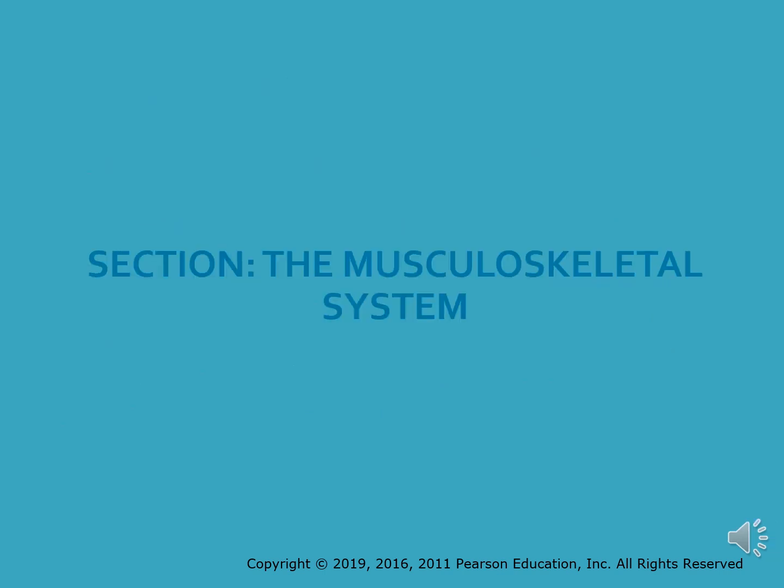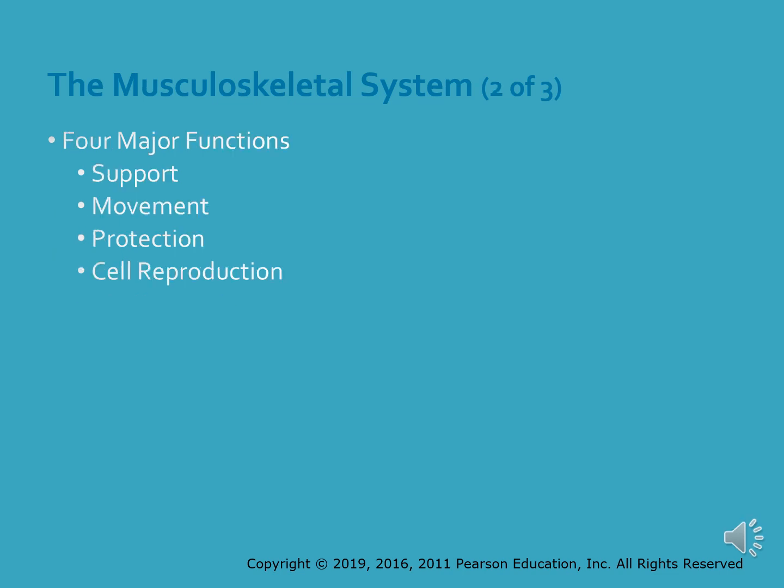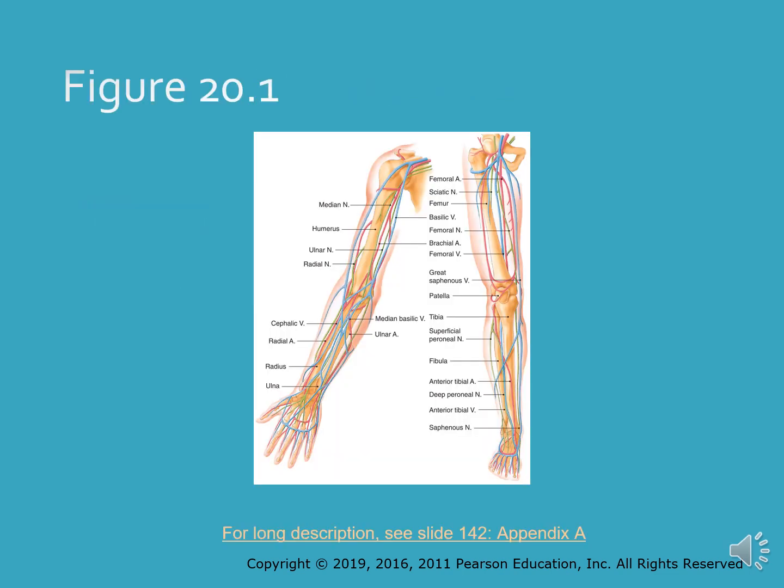In this section, we're going to talk about the musculoskeletal system. The musculoskeletal system consists of muscles, bones, joints, connective tissue, blood vessels, and nerves. The four major functions are support, movement, protection, and cell reproduction. Here's the anatomy of the extremities. A equals artery, N equals nerve, and V equals vein.